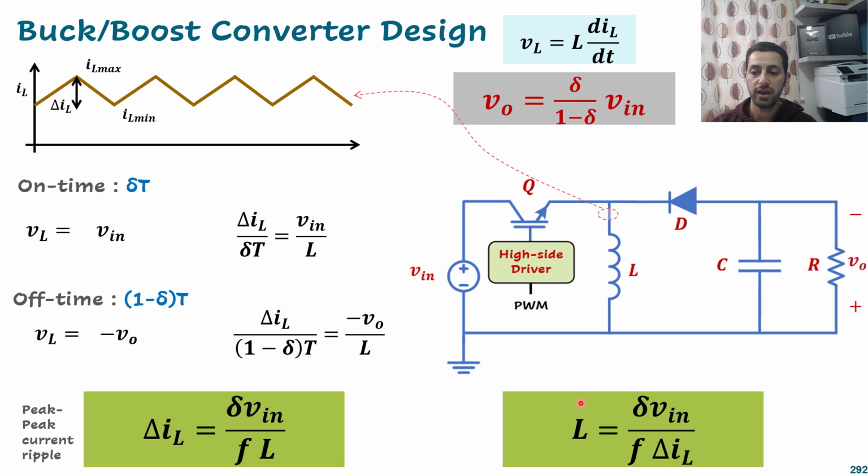And if I want to design my inductor value, if I want to maintain the ripple within some values, maybe 1% or 2%, I can choose my inductor value to satisfy the requirement.